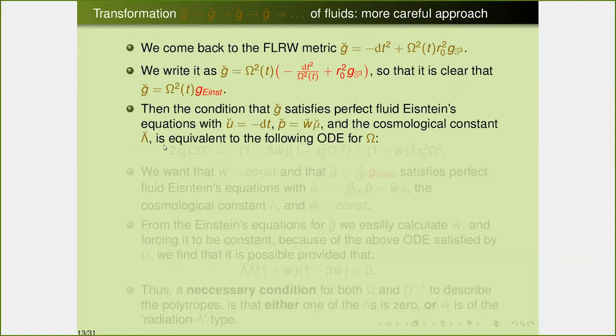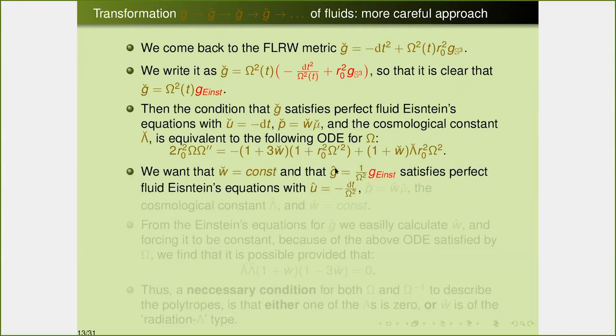So if I just write these Einstein equations, they look like this. There's one ODE that this function omega should satisfy, the second order ODE, which looks like this. But now I also want this to satisfy Einstein equations with perfect fluid.